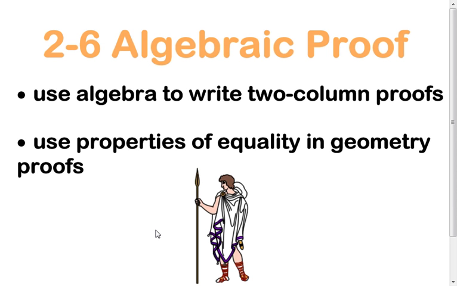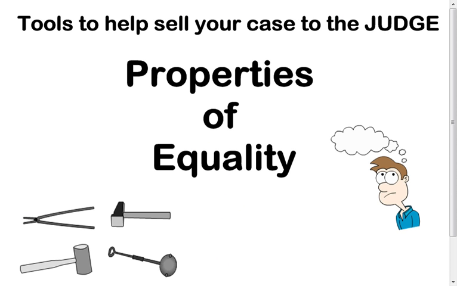Here we're going to talk about proofs. We're going to get into two-column proofs, as you can see here, and we're going to use the different properties of equality to help us with those proofs. Many of these you already know of, you probably just haven't put a name to them.